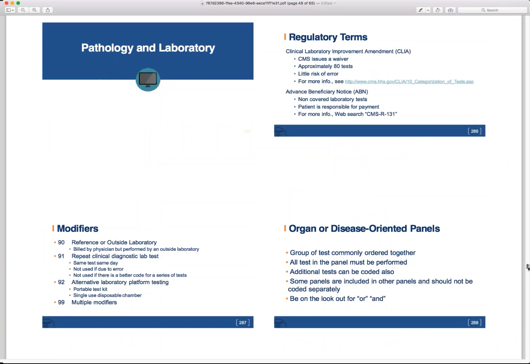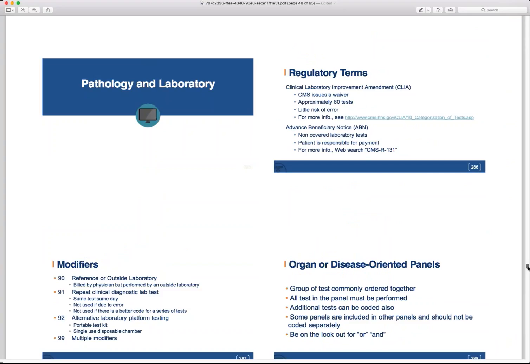Path and lab. Again, these CLIA numbers. Remember, we're moving on to the 80,000s. I am now on page 471, just flipping through this book. And remember, there are modifiers. Let me see what they have. They have 90, 91, 92, 99. But don't forget about QW, which actually goes with that CLIA. You see that CLIA up there?